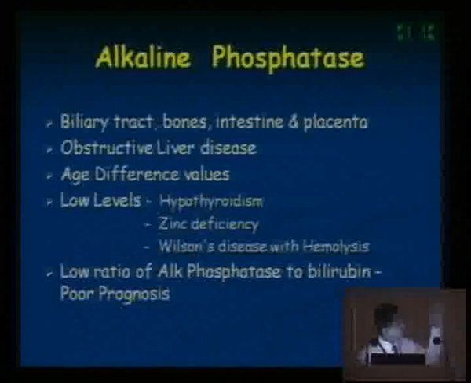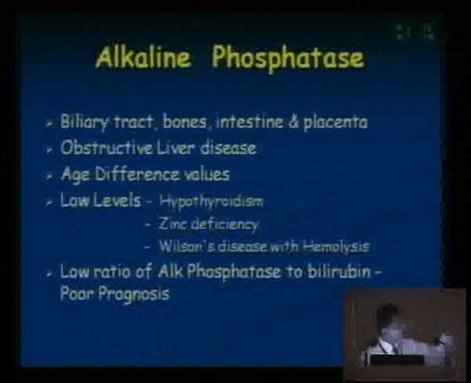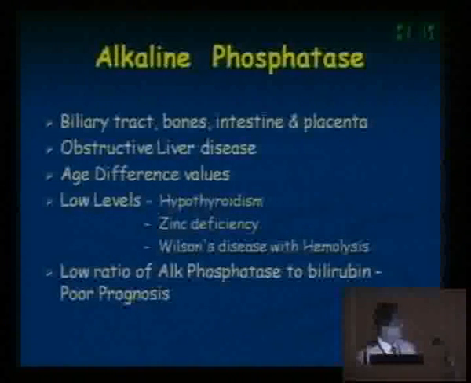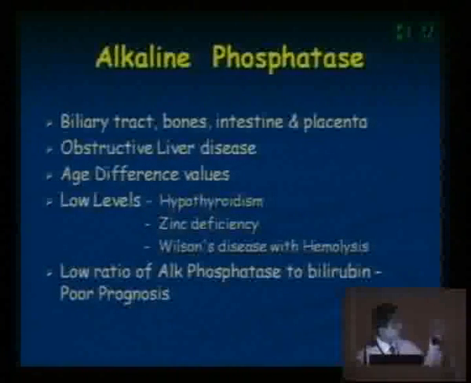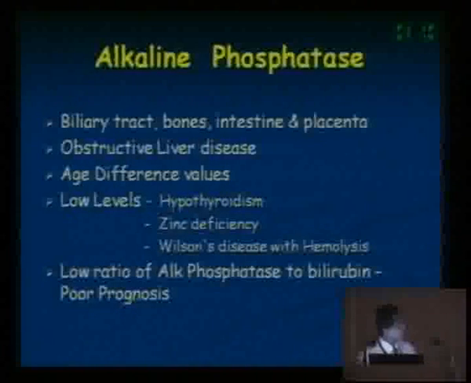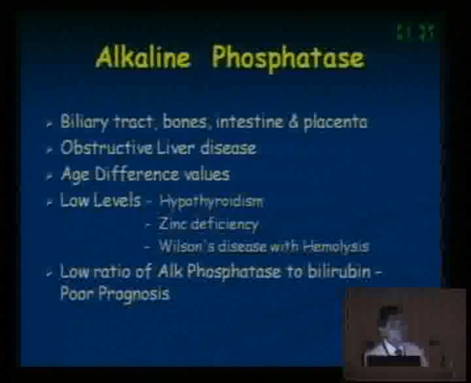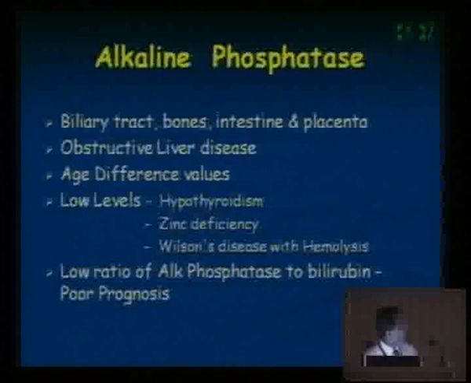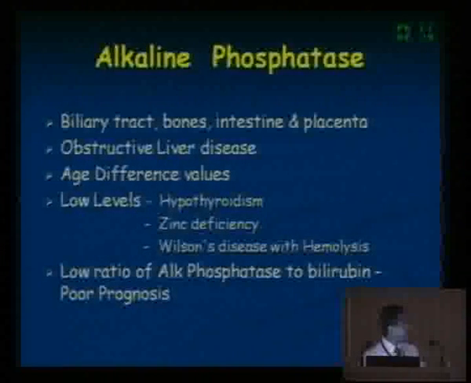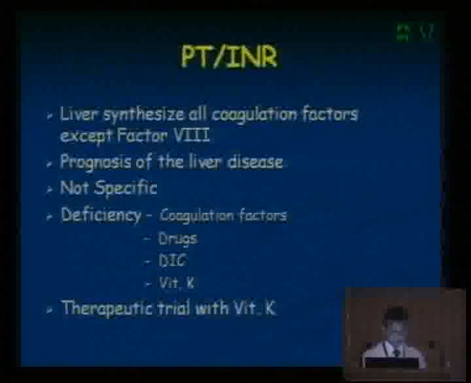You know that with all these anatomical locations, biliary tract, bones, intestine and placenta, any disease in these systems can cause elevated alkaline phosphatase, but there are a few conditions which can cause low levels. That is hypothyroidism, zinc deficiency, Wilson's with hemolysis. A low ratio of alkaline phosphatase to bilirubin is a poor prognosis.